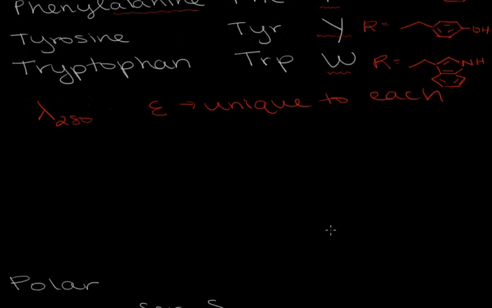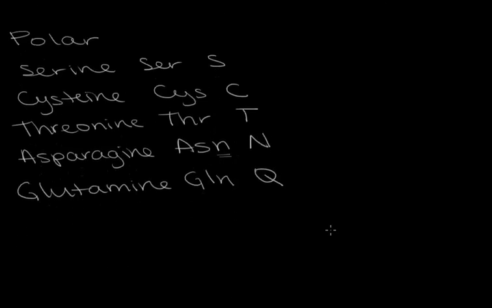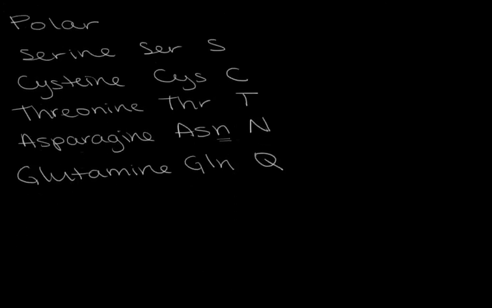Okay, coming up next are the polar amino acids. Serine, S-E-R, S; cysteine, C-Y-S, C; threonine, T-H-R, T; asparagine. I would like to point out that this is ASN, not ASP, and its one-letter abbreviation is N. Similarly, glutamine is GLN and Q. So they were running out of letters, right? That's pretty much what happened.